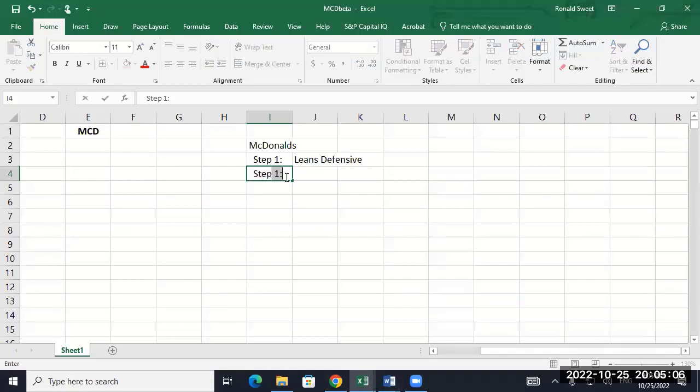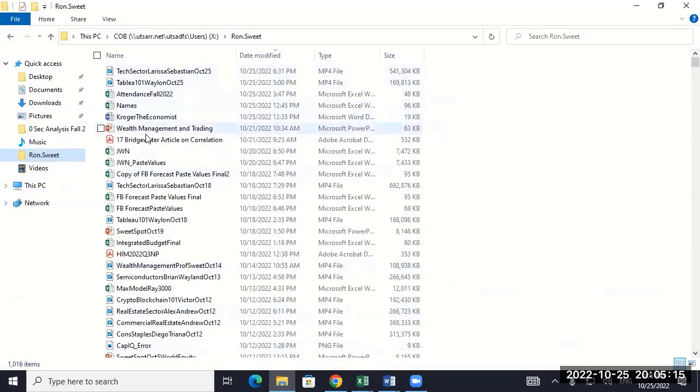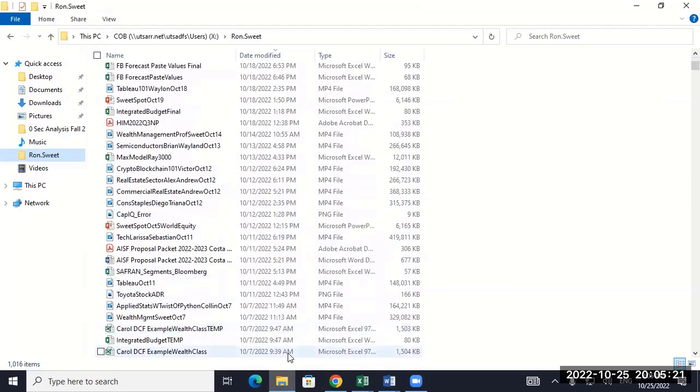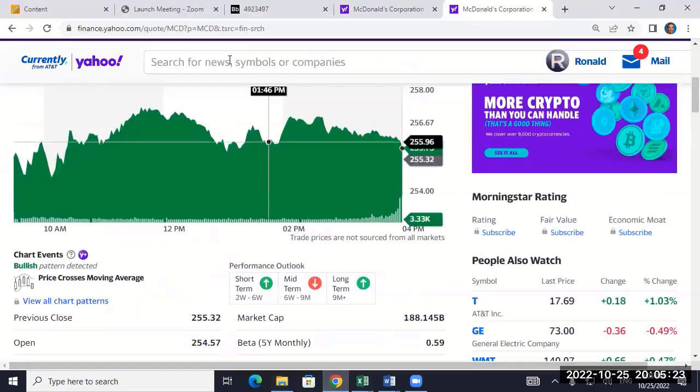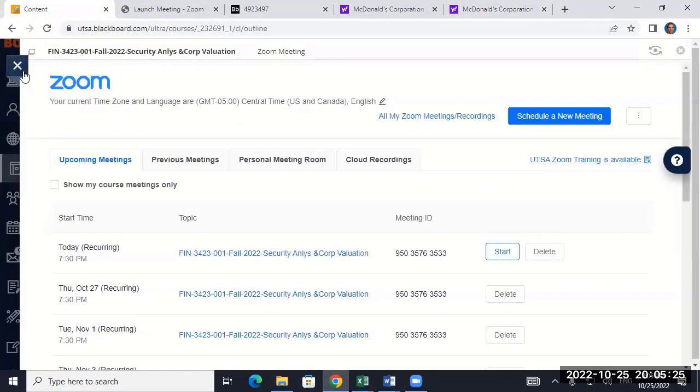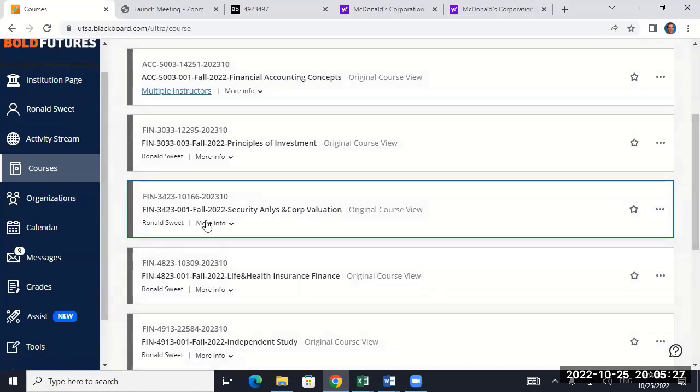And then step 2. And step 3 is leverage. So this is where we're going to bring up this spreadsheet. I thought I saved it out here, but if not, well, let me show you, because you're going to need to know where it is in Blackboard.